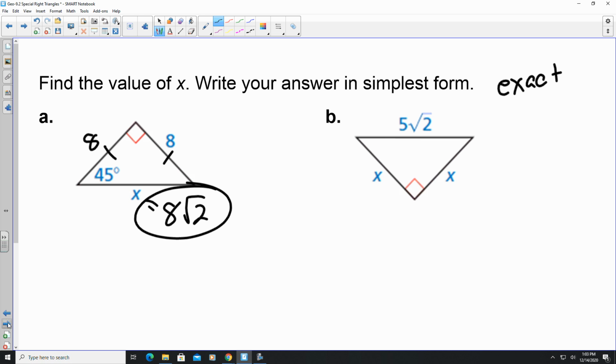Here, for B, this one is also a 45, 45, 90. The reason is that they tell us these two sides are the same measurement. Since they are isosceles, both of these have to be 45-degree angles. And because our hypotenuse is 5 times the square root of 2, the side measurement for x is 5.